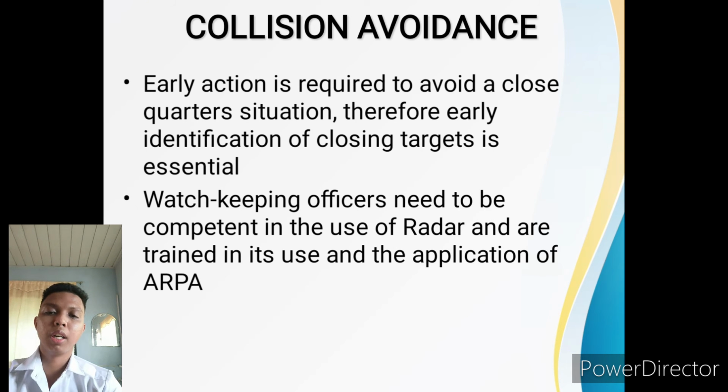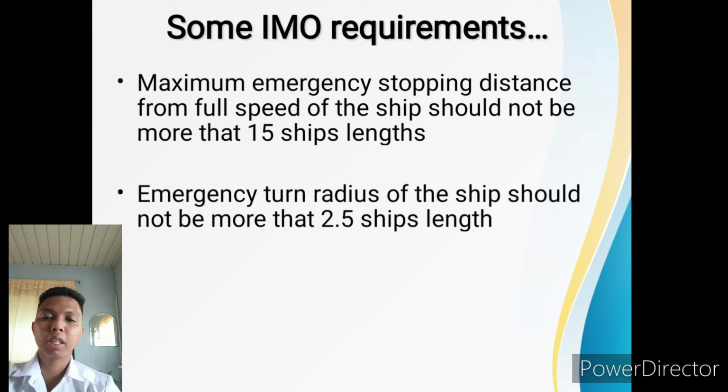Collision avoidance: early action is required to avoid a close quarters situation, therefore early identification of closing targets is essential. Watchkeeping officers need to be competent in the use of radar and are trained in its use and the application of ARPA. Some IMO requirements: the maximum emergency stopping distance from full speed of the ship should not be more than 15 ship's lengths. The emergency turn radius of the ship should not be more than 2.5 ship's lengths.